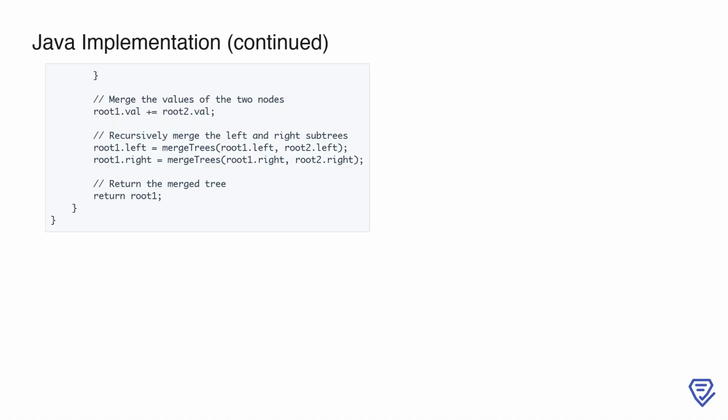Now, if neither of the trees is null, we proceed to merge them. The first step is to combine the values of the two nodes. We do this by adding root2's value to root1's value, effectively updating root1 to reflect the merged value. After merging the current nodes, we use recursion to handle the left and right subtrees. The left child of root1 is updated by merging the left children of root1 and root2, and similarly, the right child of root1 is updated by merging their right children. This recursive approach ensures that we traverse and merge the entire structure of both trees. Finally, we return root1, which now represents the root of the merged tree. This method elegantly handles the merging process by combining values at each node and recursively descending through the tree structure.